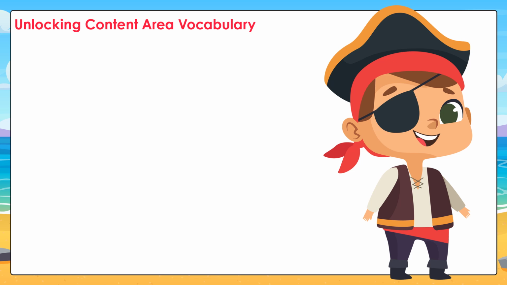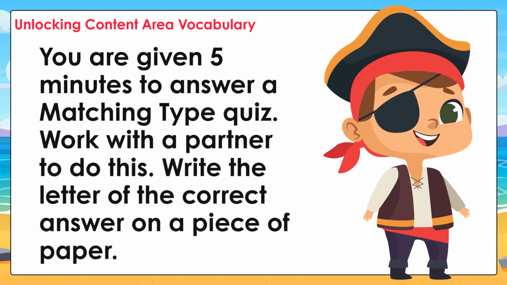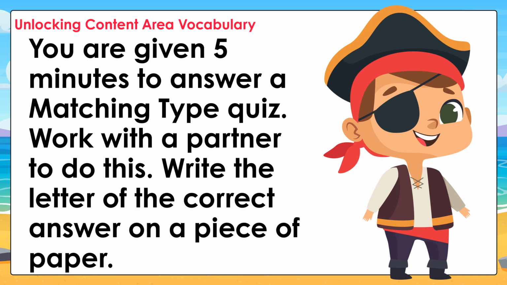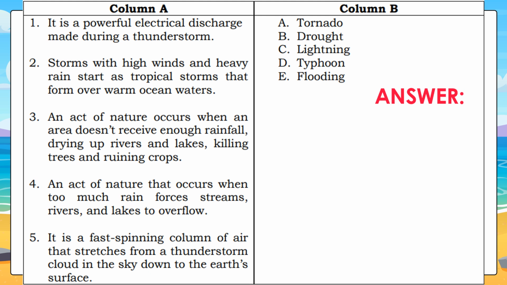Unlocking content area vocabulary. You are given 5 minutes to answer a matching type quiz. Work with a partner to do this. Write the letter of the correct answer on a piece of paper. Let's read and answer. Number 1, it is a powerful electrical discharge made during a thunderstorm. The answer is letter C, lightning.